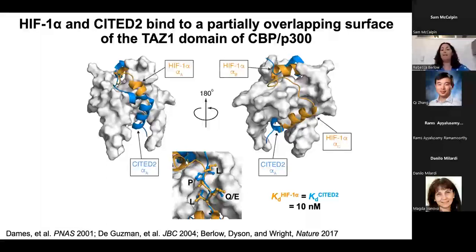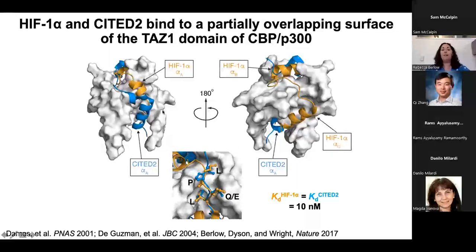And while I won't spend too much time going over the structural details here, what I will explain is simply that HIF1 alpha, which is shown here in orange, and CITED2, which is shown here superimposed on the structure in blue, occupy a partially overlapping binding site on the surface of TAZ1. And so we can see that there are some regions, such as this HIF1 alpha alpha C helix, that occupy isolated regions on the TAZ1 surface where there's no CITED2 that would be occupying that same site.